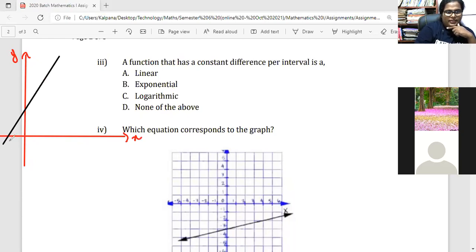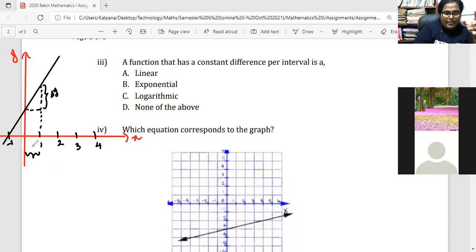Give me 1 second here. -1, 1, 2, 3, 4. With it like this, per interval means this small unit in the x-axis. So for this interval you have to take the increment in the y-axis here, right? So you know that this is the interval for this one, right? So you have to take this delta y as the increment here.